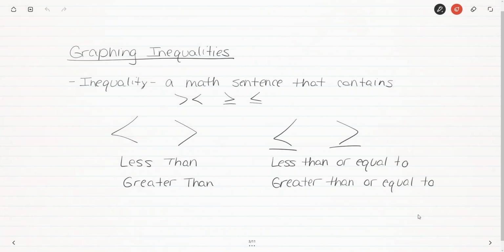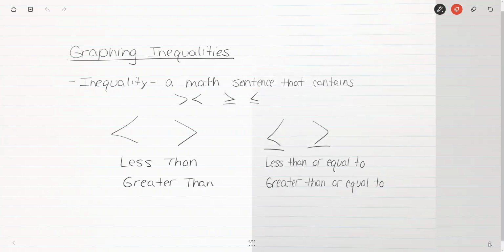All right, so with graphing an inequality, you're going to be using these inequality symbols. An inequality is a math sentence that contains those symbols. These two symbols are the less than sign and the greater than sign. And these two, see how they have a little equal line under them? That means they're less than or equal to, or greater than or equal to. So that means the number could be equal to the number, or it could be greater than or less than, depending on what the sign is. These are the symbols that we will be using for our lesson today.